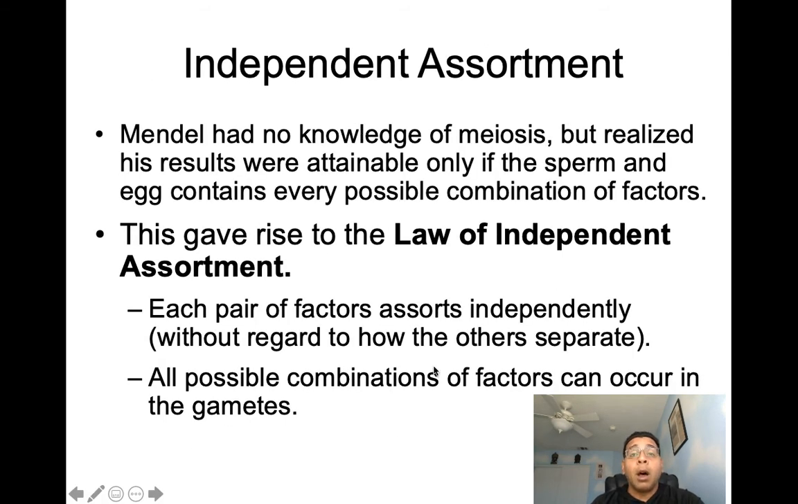Next here, we're going to look at the law of independent assortment. Now, Mendel, I want you to recall, had no knowledge of meiosis, but he realized his results were attainable only if the sperm and the eggs contained every possible combination of factors. Now, this gave rise to then the law of independent assortment, where he says that each pair of factors assorts independently without regard to how the others are going to separate. Next, he says all possible combinations of factors can occur in the gametes.